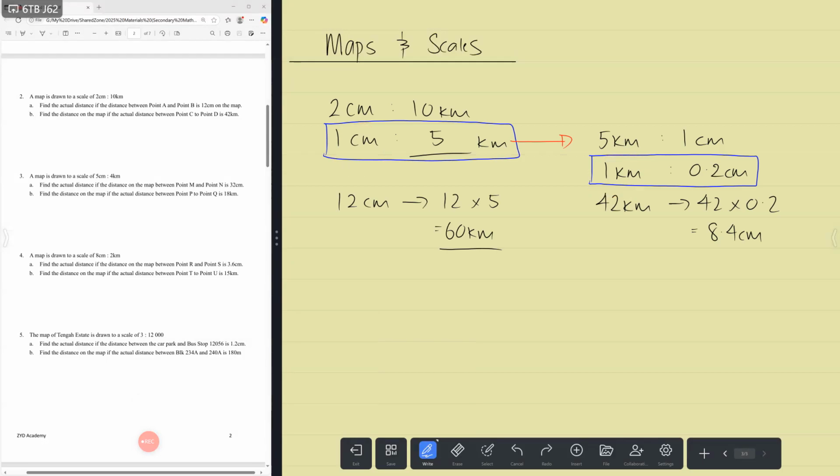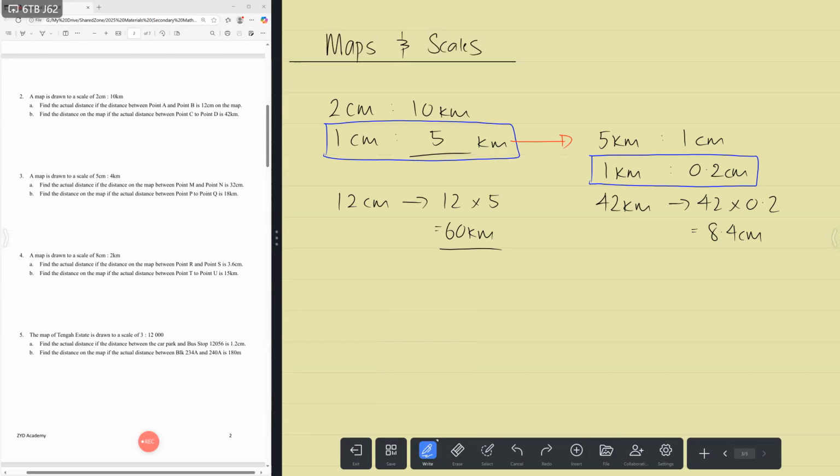Some of you might ask me, and I've gotten this before in my class, why can't I just take 42 divided by 5? I will still get the same answer. Yes, you can do that, but for the next part of this topic, we need to find out about the area. So having this information of 1 km equivalent in centimeters will be very crucial. So we might as well do this working so we can deal with the area part accordingly.